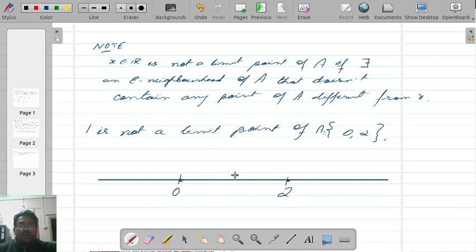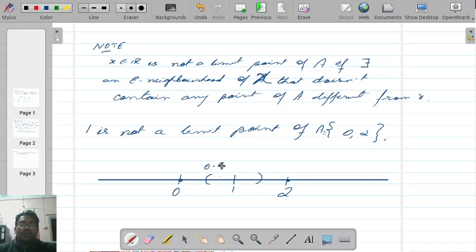So 1 is not a limit point. For that, what I need to show is that there is an epsilon neighborhood of 1 that does not contain 0 and does not contain 2. So can we find some neighborhood? From this diagram, by geometrical idea, you can easily find out.